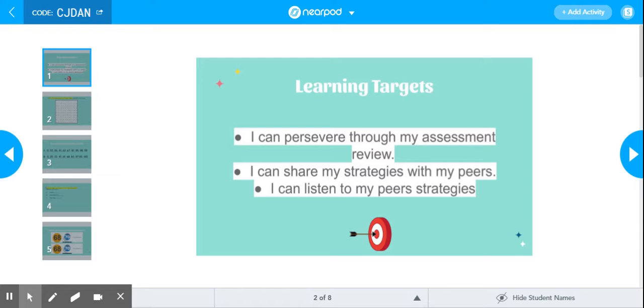Alright, let's get started. I'm going to read the learning targets again. I can persevere through my assessment review. I can share my strategies with my peers, and I can listen to my peers' strategies.